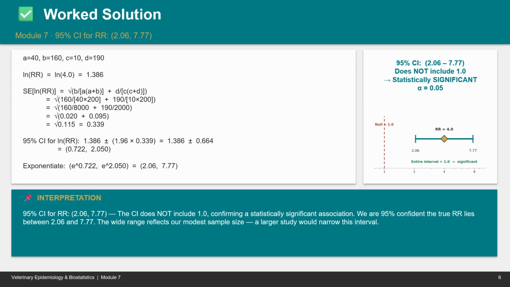Finally, we exponentiate both limits. e to the 0.722 is about 2.06, and e to the 2.05 is about 7.77. So our 95% confidence interval for the RR is 2.06 to 7.77. This interval does not include 1, confirming a statistically significant association. The true RR is likely somewhere between 2 and 8, a wide range reflecting our modest sample size.